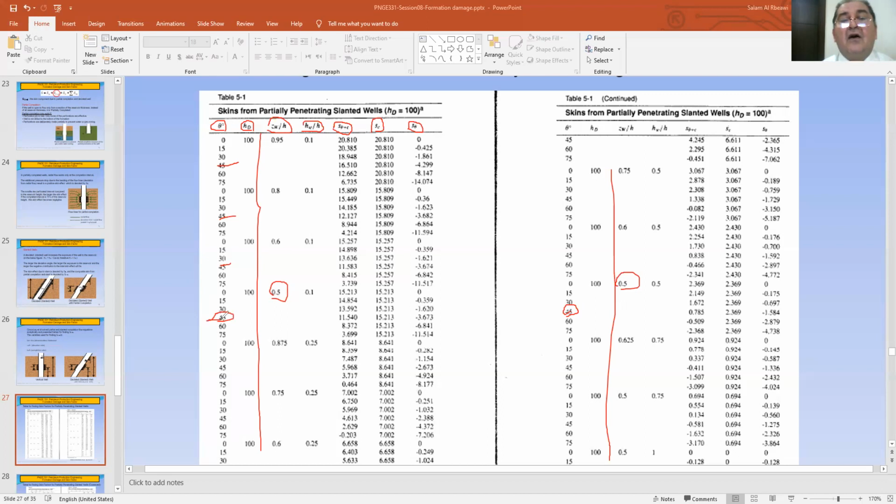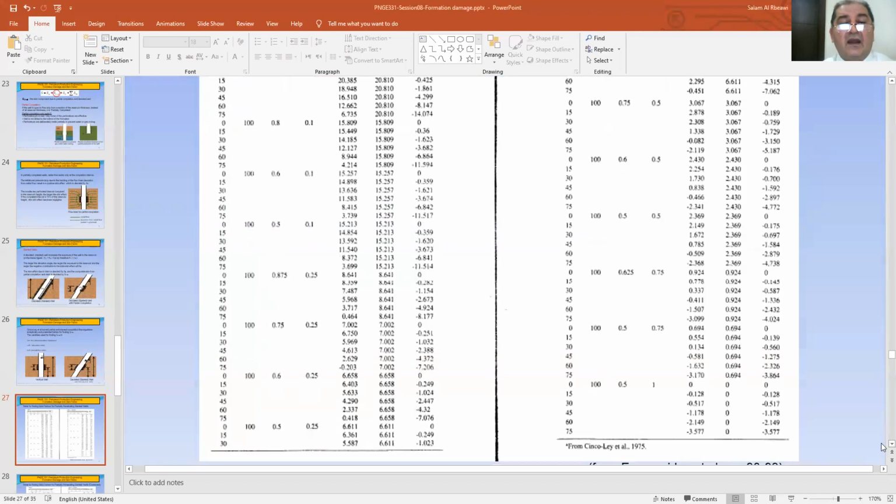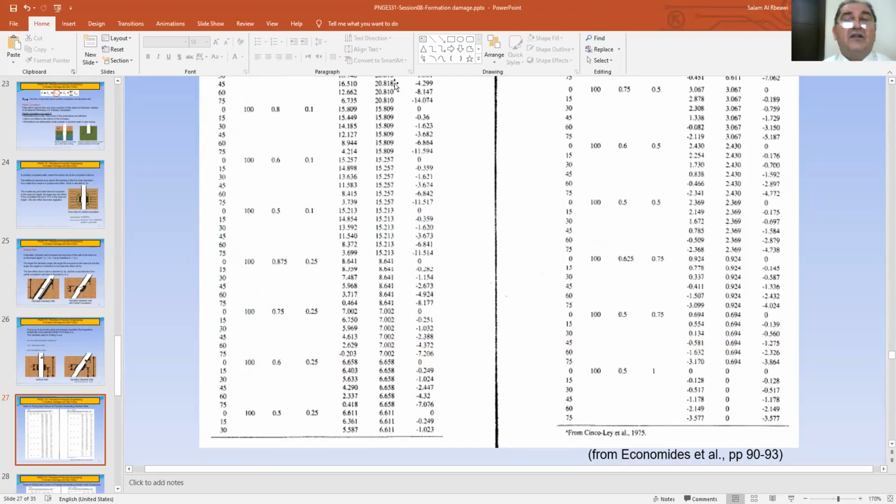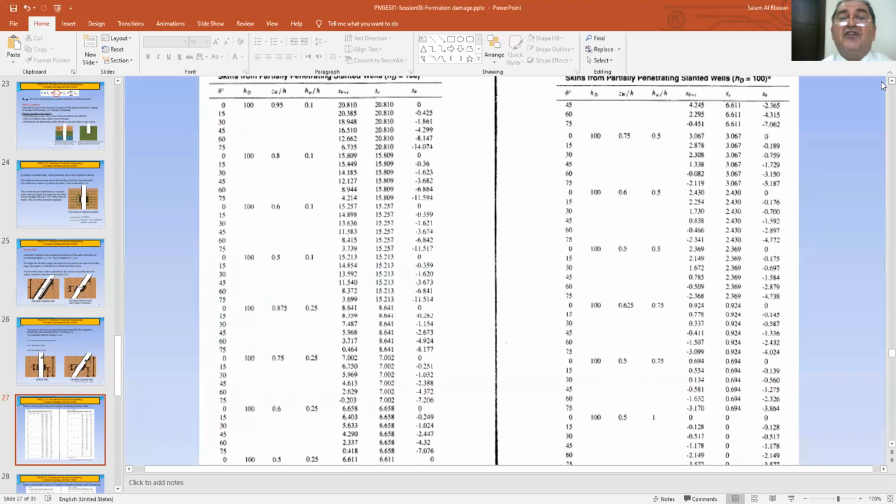We need more. So what do we need more? We need HW divided by H. Let me say that is 0.25. So 100, 100, 100. See, this is 100. See, guys, 100, 0.5, 0.25. But we need the 45. So this is 45. See, guys? 100, 0.5, 0.5, 0.25, and this is theta 45. So move in this direction.